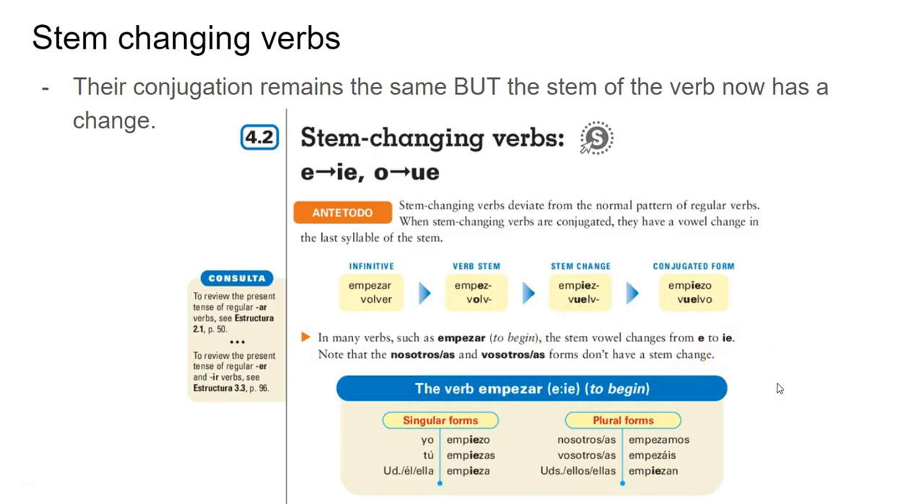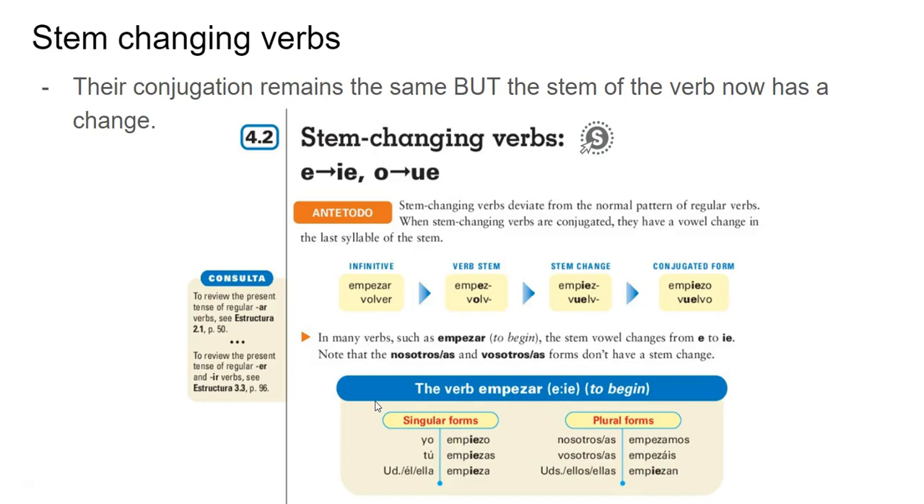Now, what we've noticed also is that these stem changing patterns are not going to affect the nosotros subject or the vosotros subject. So if you've had any high school experience with Spanish, some teachers refer to this as the boot verbs, and I'm going to talk about this in a minute. And the boot is because if you look at this particular chart, you can technically make a slight boot looking thing here. You're going to see it in a minute more clearly.